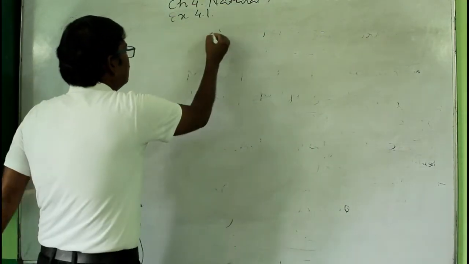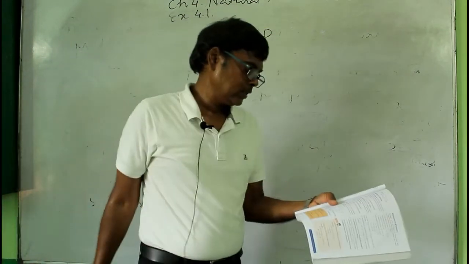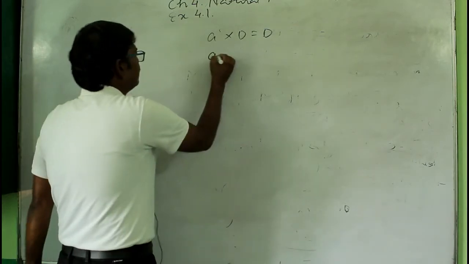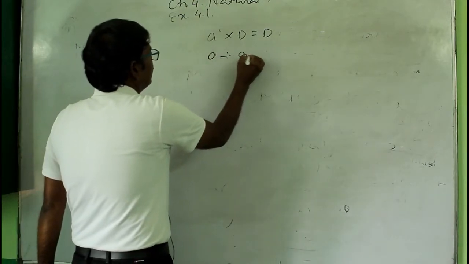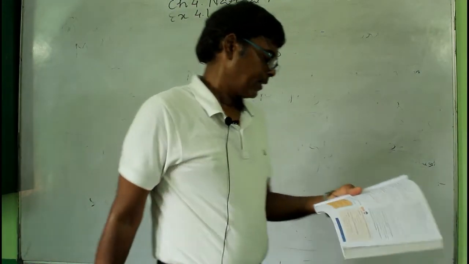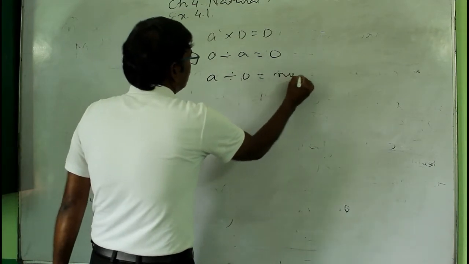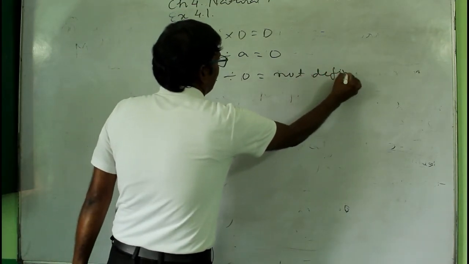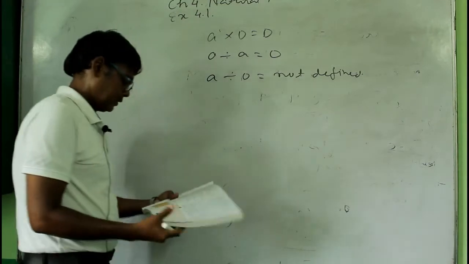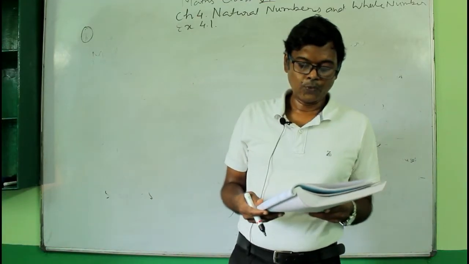Like you have a into 0 equal to 0. Then the other is 0 divided by a equal to 0. And a divided by 0 is equal to not defined. Okay, not defined.